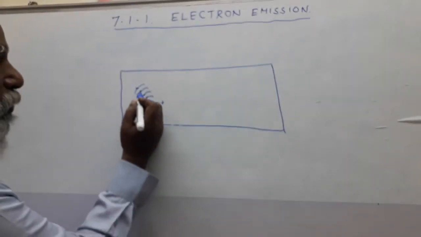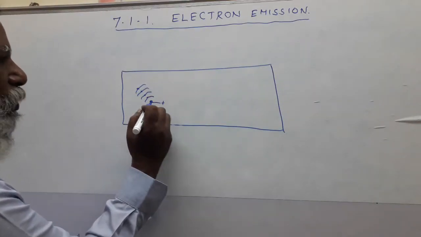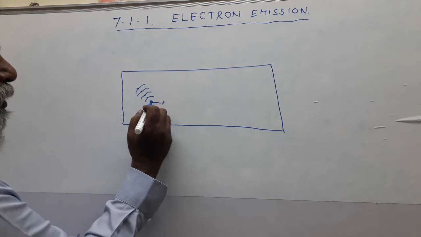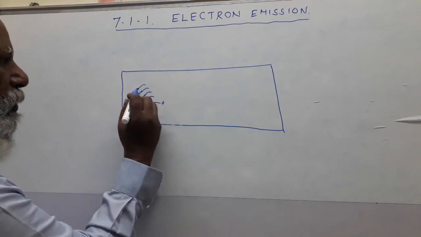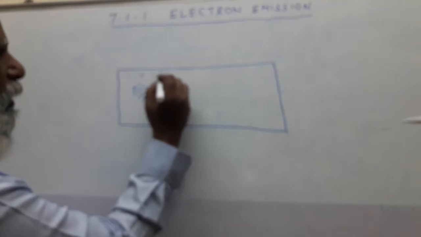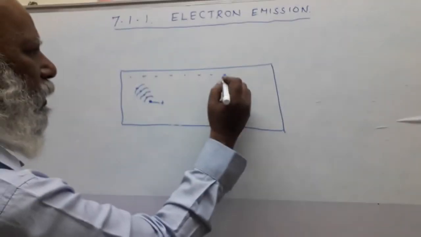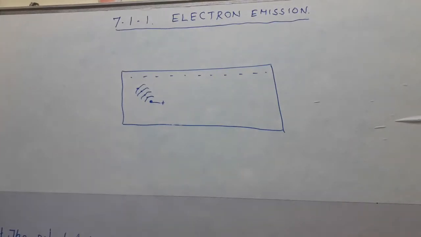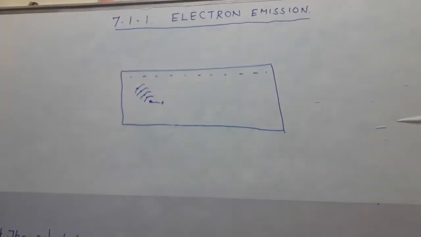Here, in the nearest orbit, the electrons are tightly bonded with the nucleus, whereas the outermost shell electrons are loosely bonded with the nucleus. So these electrons are capable of moving here and there inside the metal, and these electrons are called free electrons. Even at room temperature itself, enormous free electrons are moving here and there randomly inside the metal.